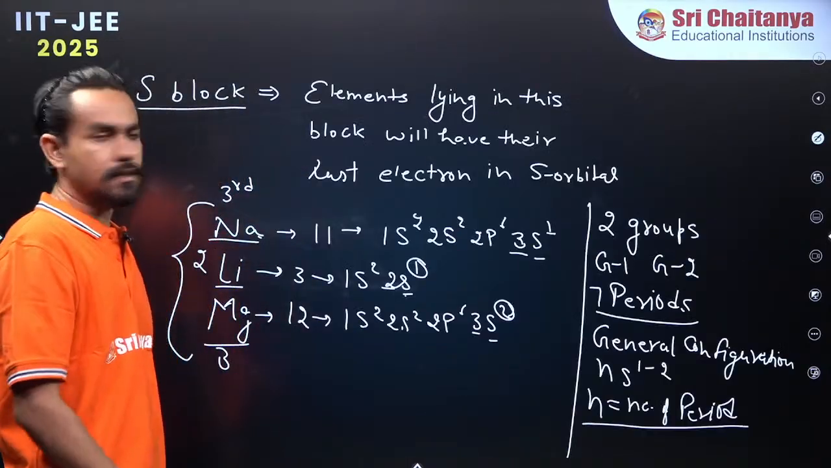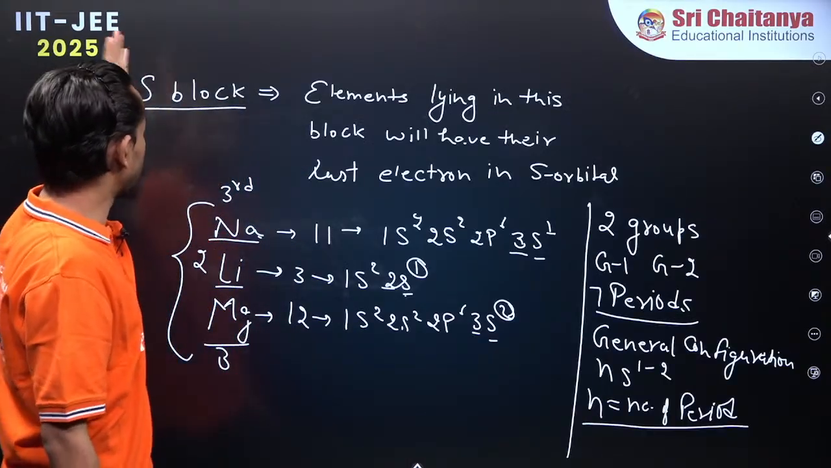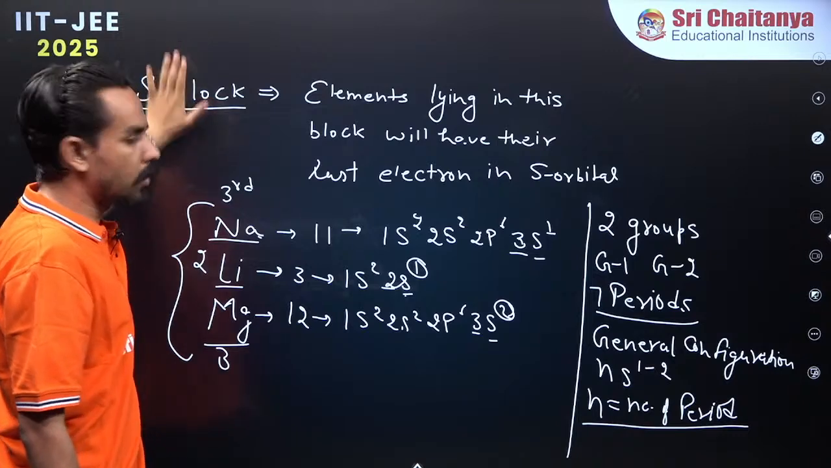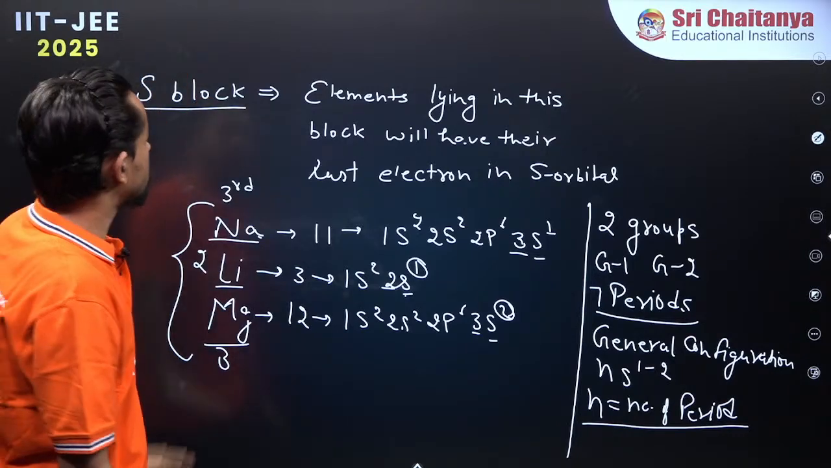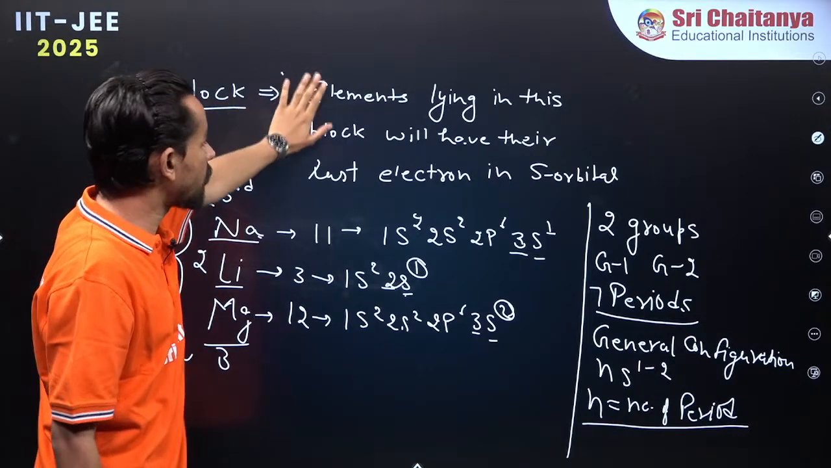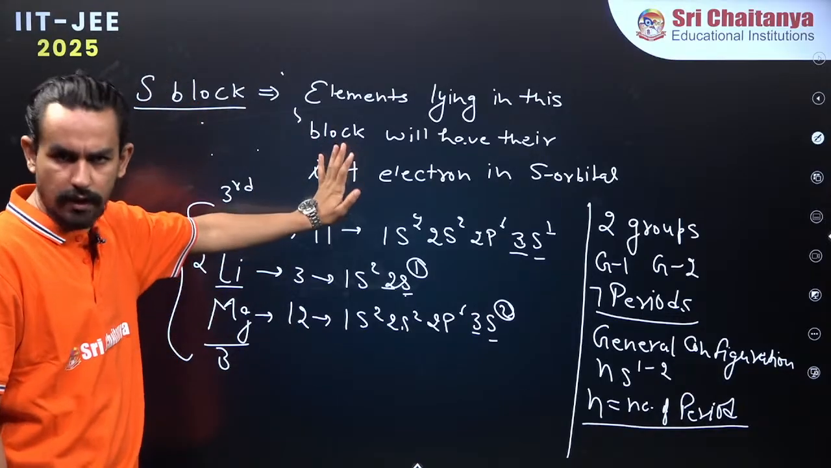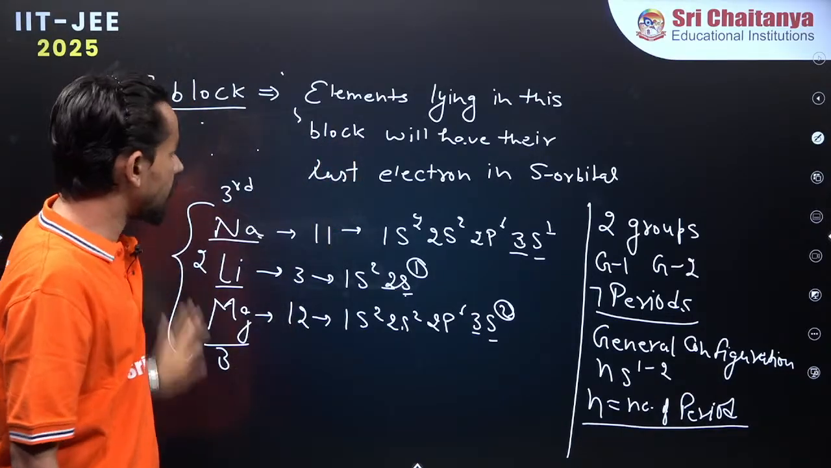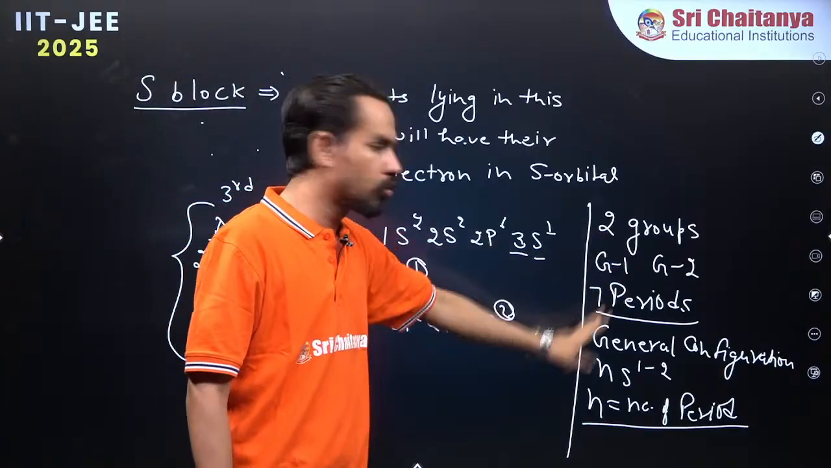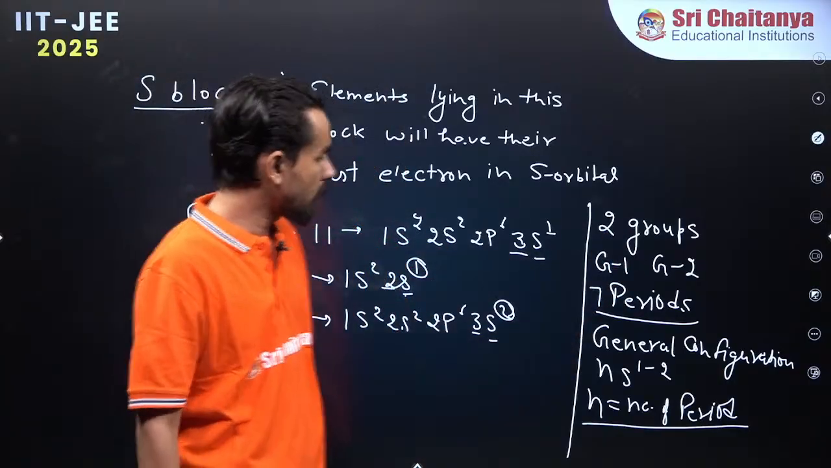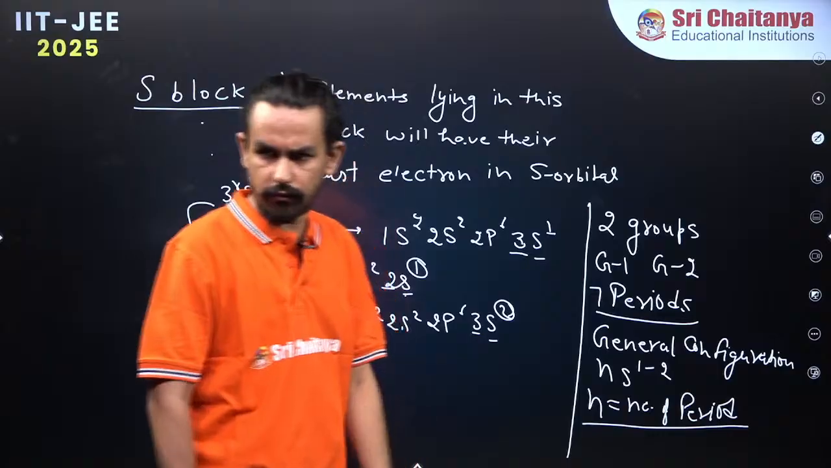Now after this, we have to read the S block, P block, D block and F block one by one. So in the S block, we have learned which elements lie in it: those whose last electron enters the S orbital. It contains 2 groups and 7 periods, and the general configuration is ns1-2.